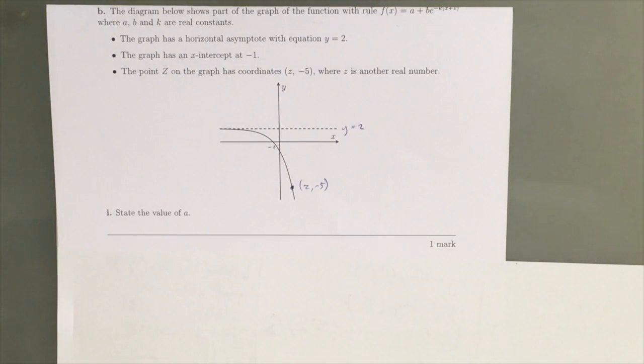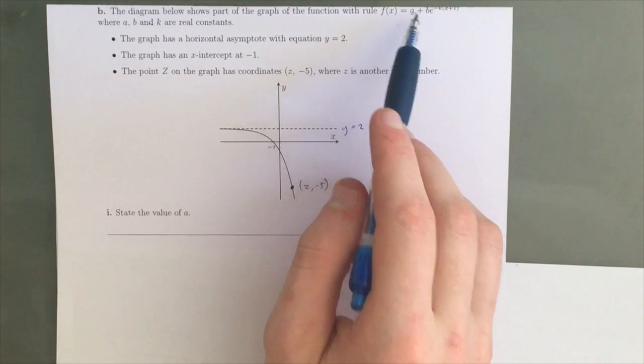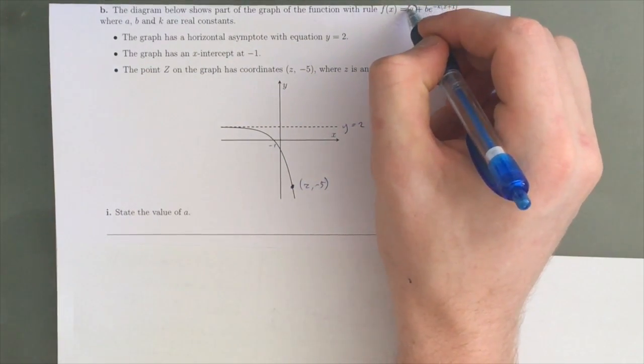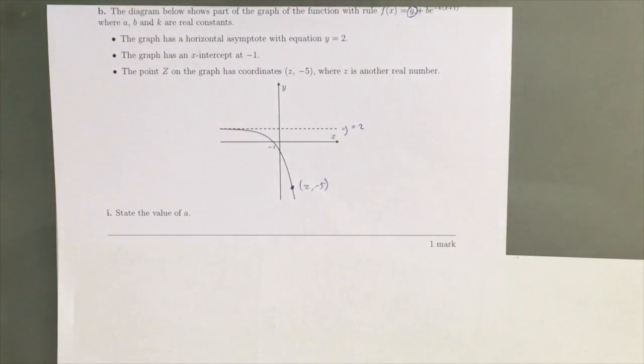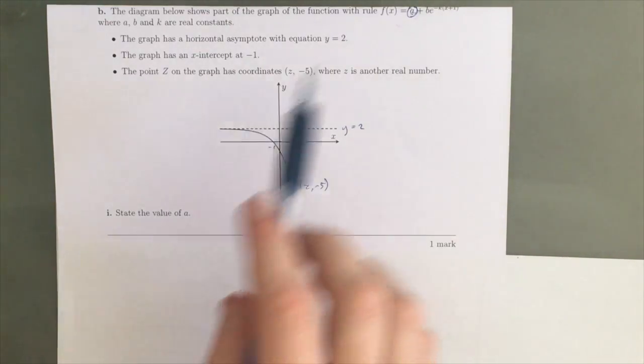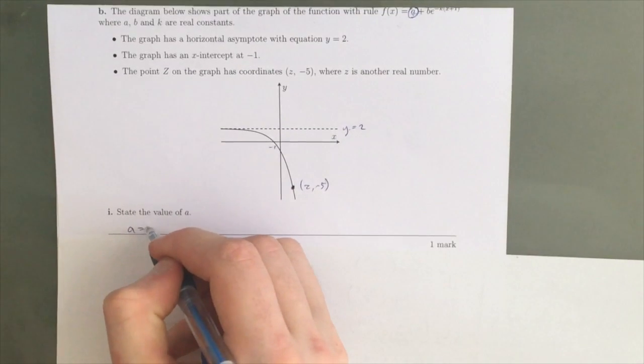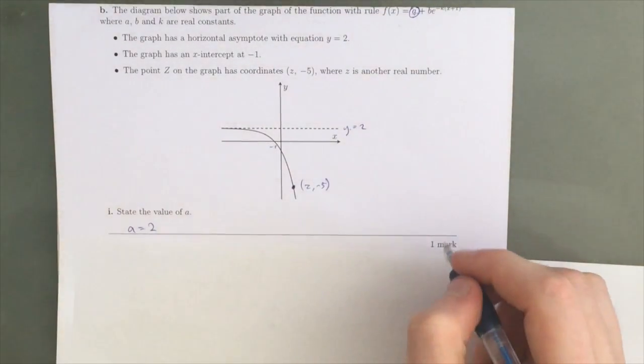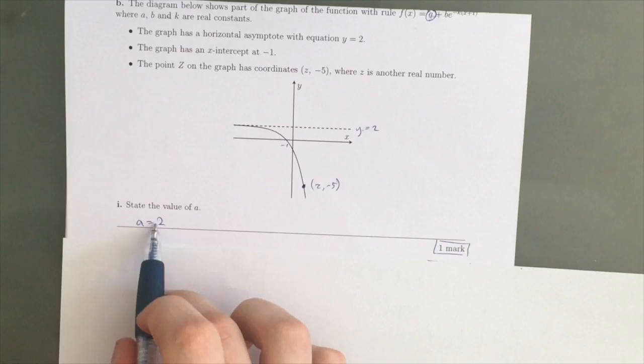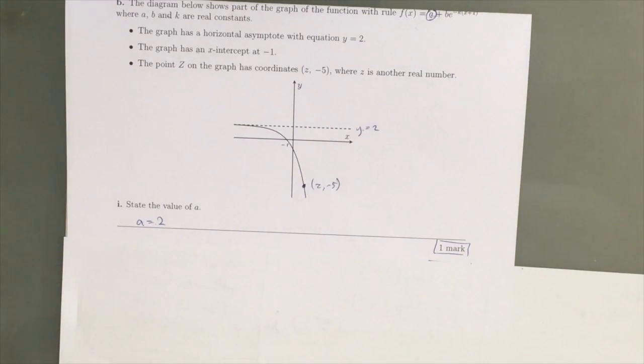Awesome. State the value of a. So a is always our asymptote in exponential equations and graphs, which means that our a value is equal to 2. A equals 2. That's as simple as that. It's only 1 mark, so simply stating that is enough.